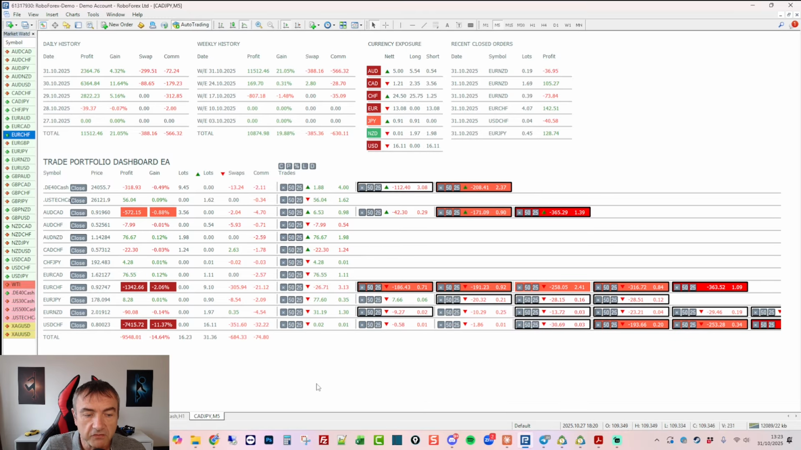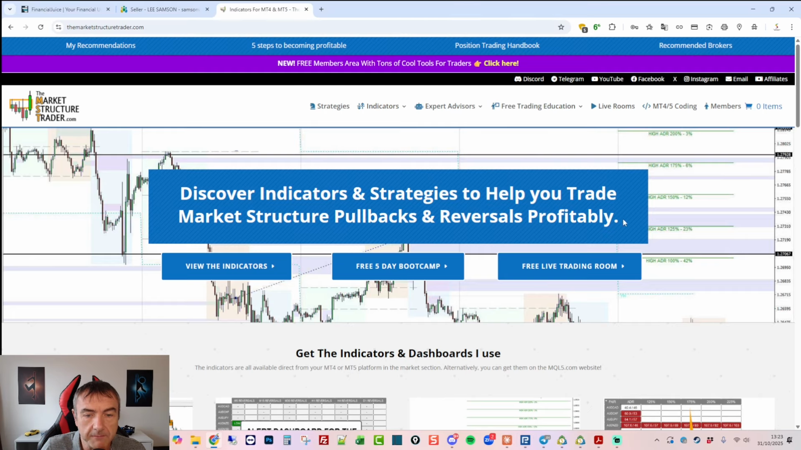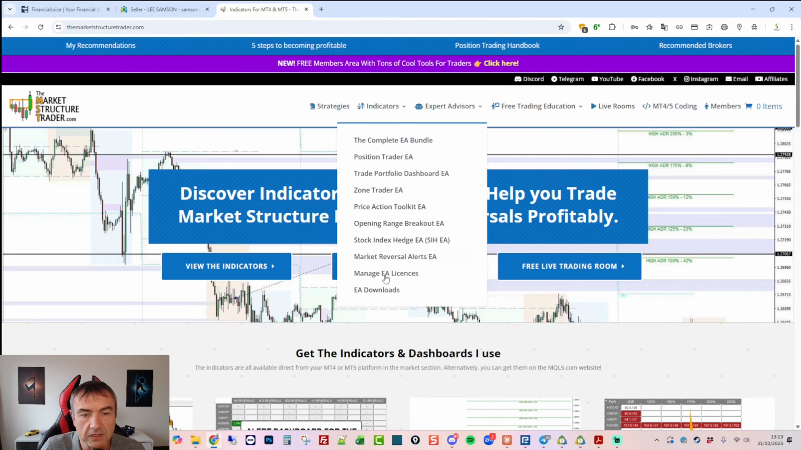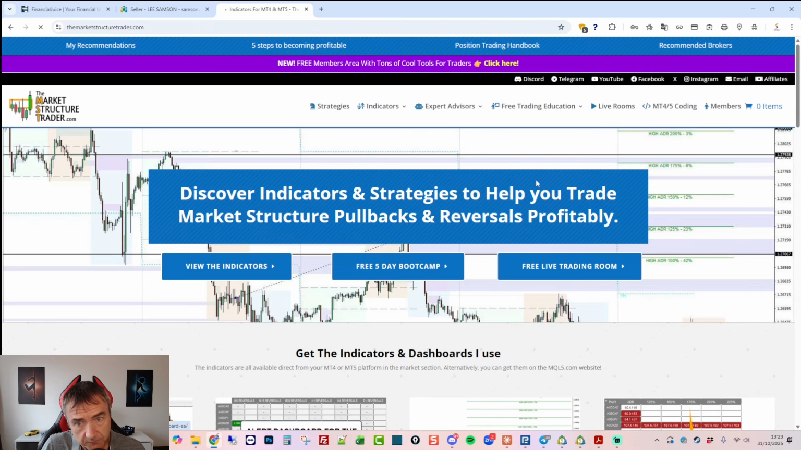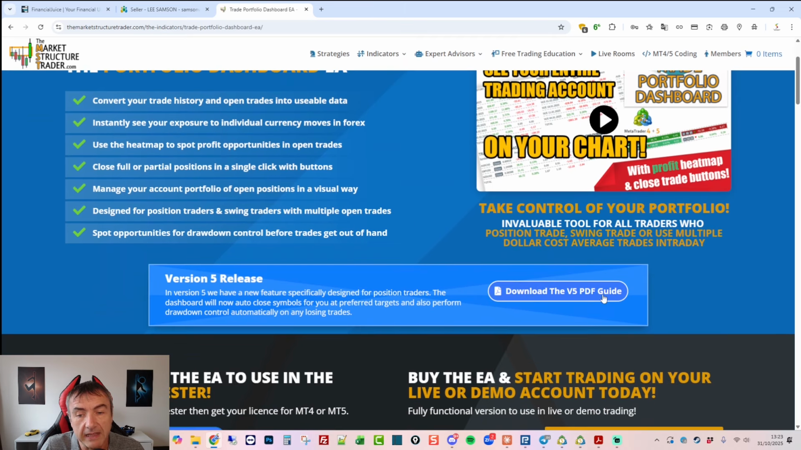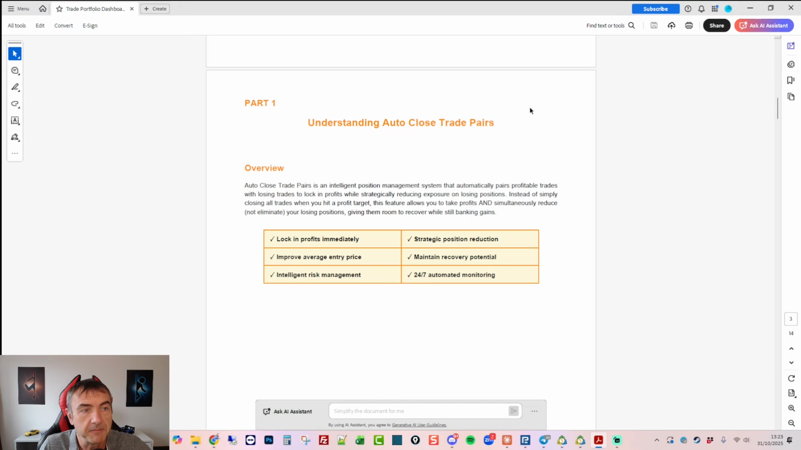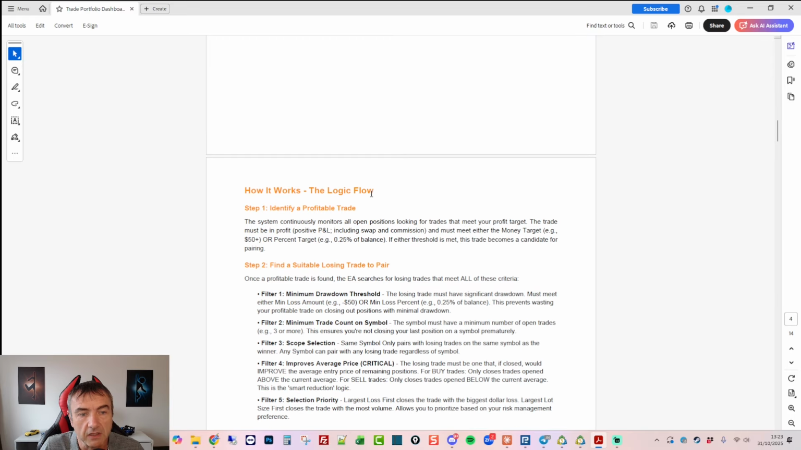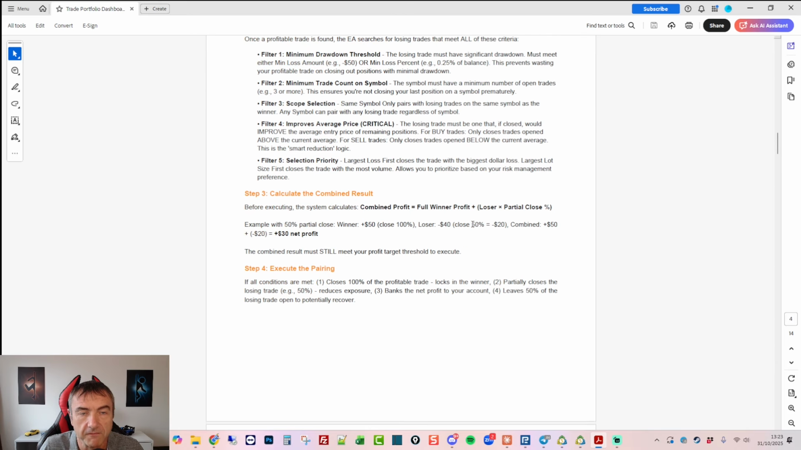Okay. There is a document available on the website. On the Market Structure Trader website, if you go to the Trade Portfolio dashboard, there's a publication up here, which is a PDF, which will explain the version 5 settings in a little bit more detail. I've got the PDF here, and it basically runs through exactly how the logic works and what the advantages of this new logic are. So it gives you a complete workflow of that logic.